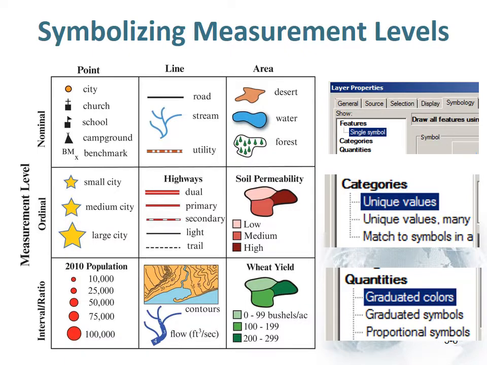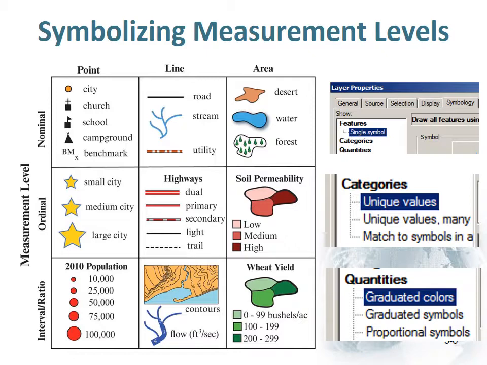So what types of vector symbols are appropriate for what kinds of data? If you can remember from statistics, we have nominal, ordinal, and interval and ratio levels of measurement. And what this slide is showing us are really good examples of symbols associated with each of those. So let's start at the top.